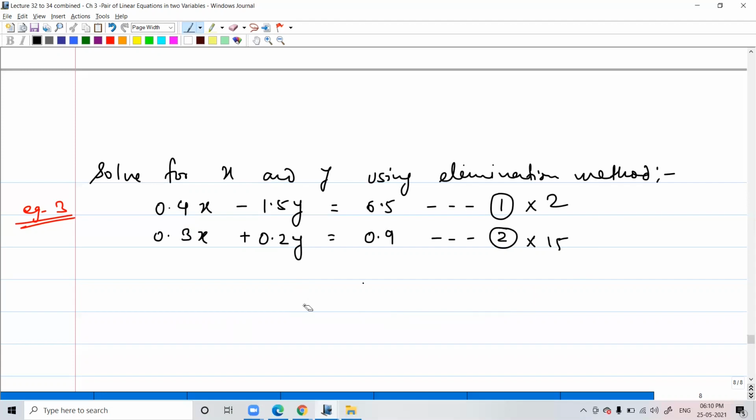Okay. So anyway, don't worry if you did not get it this time. Even if you do 0.2 and 1.5, you'll still get the answer. But the calculation will be slightly complicated. Everyone agrees, right? It's smart to multiply this with 2 and 15. Yes, sir. Okay. So do that now. Do the calculation, solve for x and y, and tell me what's the answer.